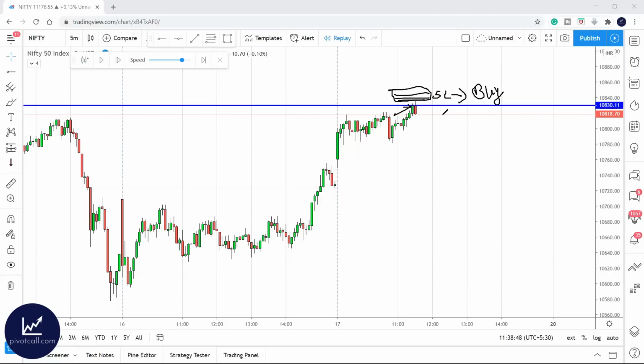So what will they do? They will put all their energy and effort into pushing the price down so that their stop loss is not triggered. That is what happens in retracement. Retracement means the sellers at this supply zone are successful in pushing the price down.